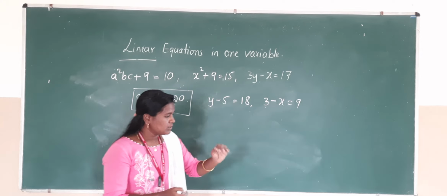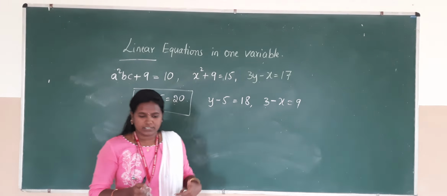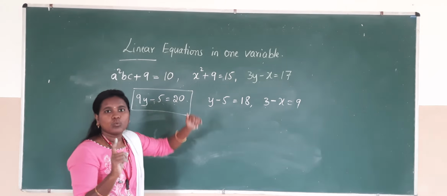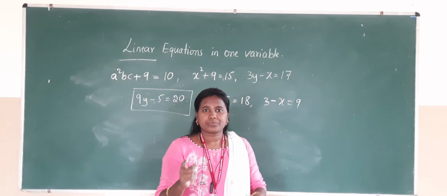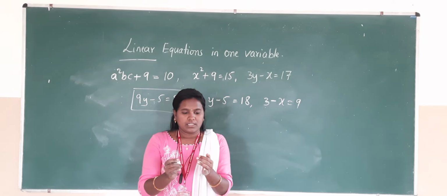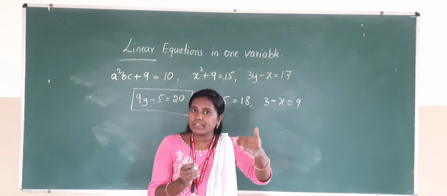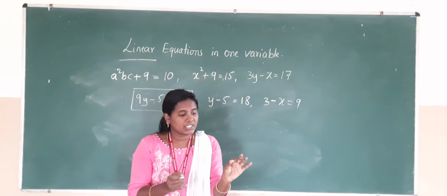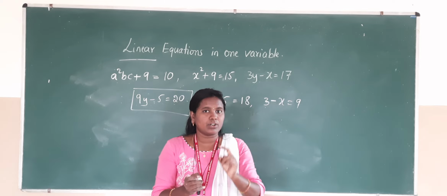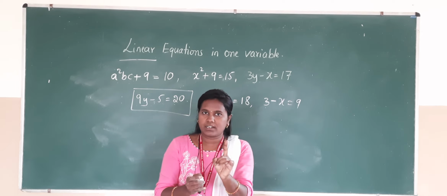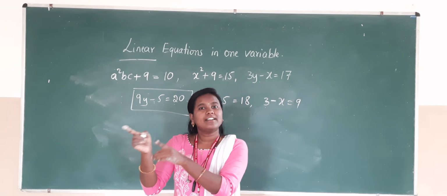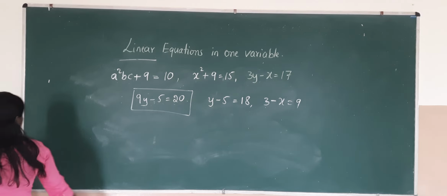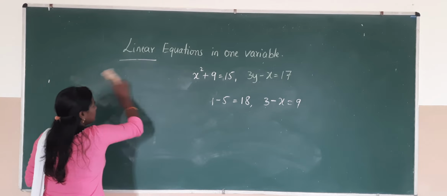Are you getting? Okay. So, the definition that you can write from the textbook: what is a linear equation in one variable? An equation in which the highest power of the variable is 1 is called a linear equation. Okay. So now, everywhere I am using the word equation.